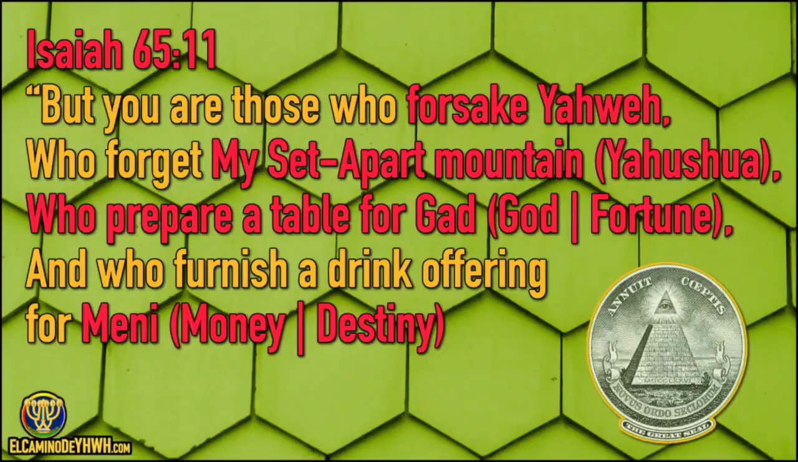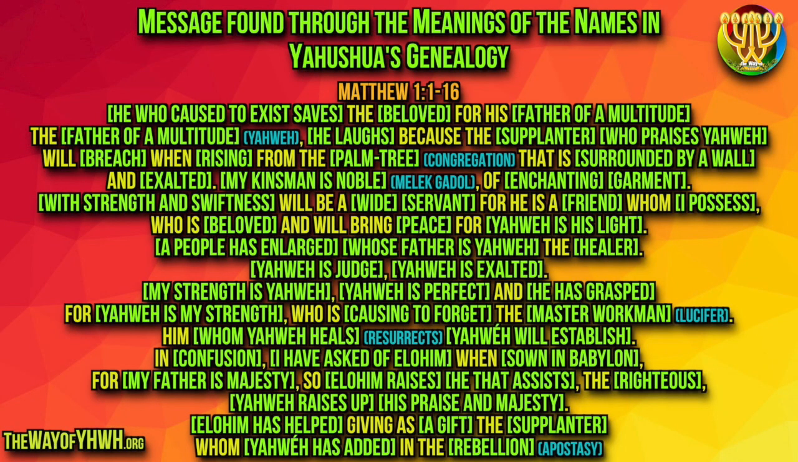And why did I read that? Because as we were reading in the message of the names of Matthew, it says that Yahweh raises up his praise and majesty, and Elohim has helped by giving as a gift the supplanter that Yahweh has added. So Yahushua came as the first, as Yahweh on earth. But then Yahweh in the end times has added a second coming, has added another manifestation. And that manifestation is coming like a thief in the night, a supplanter, because he's going to take the place of the Elohim of this world, Hillel, Lucifer, who is like the sun that falls every afternoon.